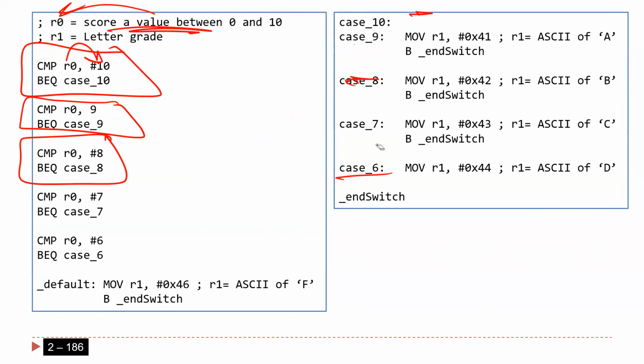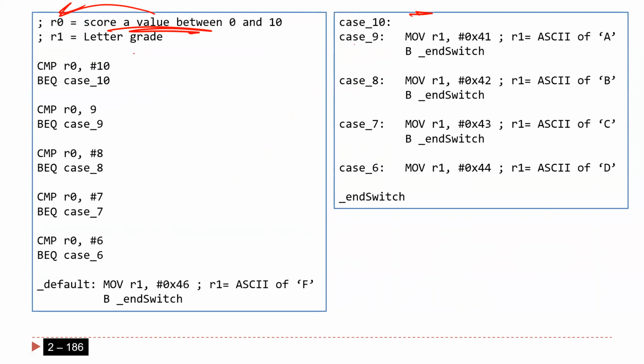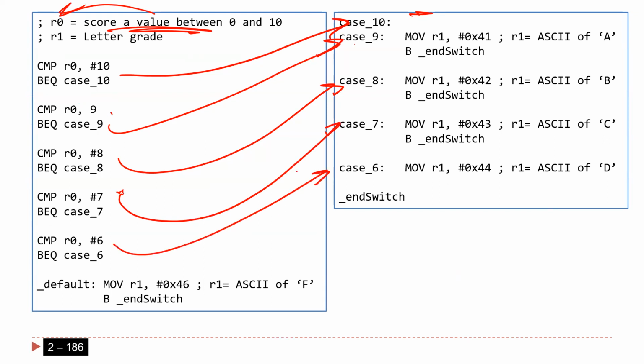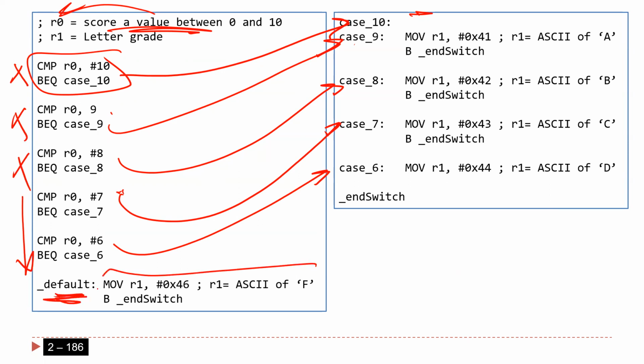Okay. So anyway, same thing. If R0 is 10, I'm going to jump to here. If it is 9, I'm going to jump to here. If it is 8, I'm going to jump to here. If it is 7, I'm going to jump to here. If it is 6, I'm going to jump to here. If it is not this one, not this one, not this one, not this one, here I can put default. In the default, I'm going to do something, and then I'm going to say branch exit. This is like exit, just a branch to outside.